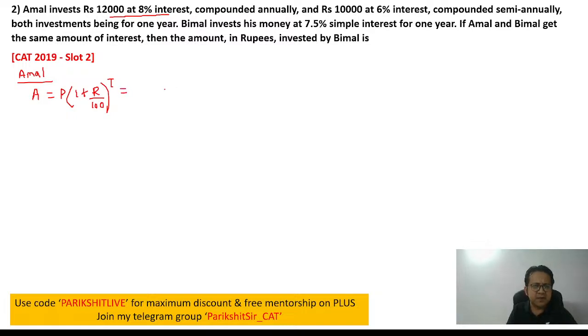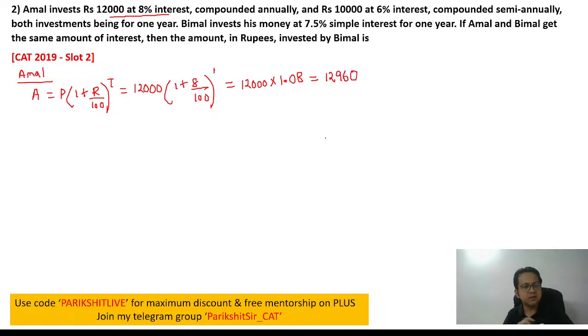How much is the principal in this case? First case, it is 12,000 into 1 plus 8 by 100. Time period is 1. So can I say 12,000 into 1.08? How much will that come out to be? That will come out to be 12,000 plus 960, 12,960. Clear? That's, let's say, amount 1.